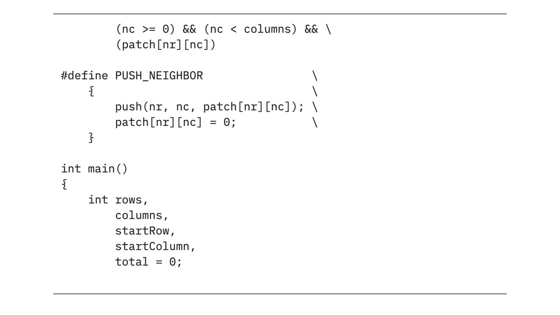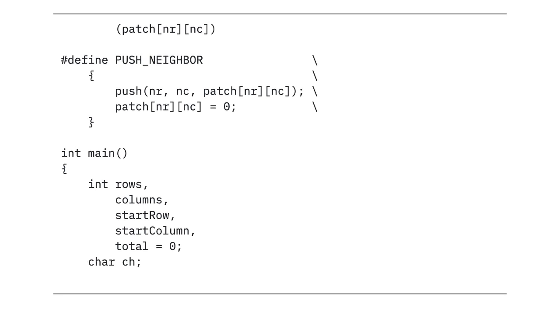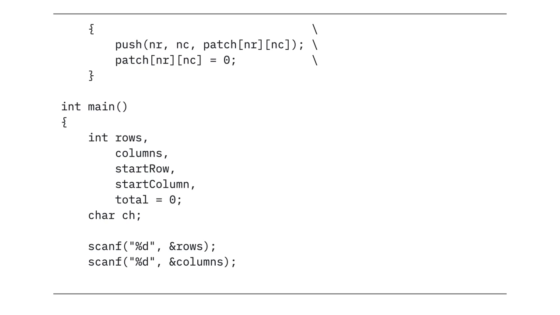And finally, we're ready to begin. Here are variables to store the number of rows and columns in the pumpkin patch, the position of the farmer, and the total reward collected. We also create a dummy character to use while reading the pumpkin patch data. We can then read the number of rows and columns from the first two lines in the data file.